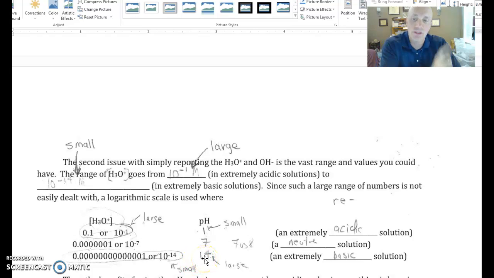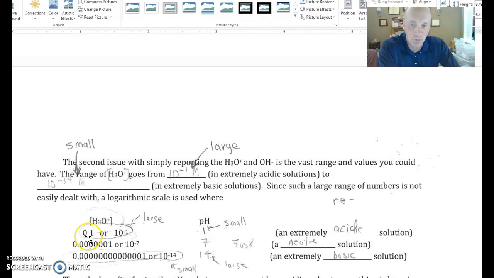One thing that you'll notice is that what the pH is most closely related to is the negative of the exponent if it's reported in scientific notation. But if it's reported as a decimal, it's essentially related to how many times you would have to move the decimal point to get it from where it starts to after that first digit in the number.